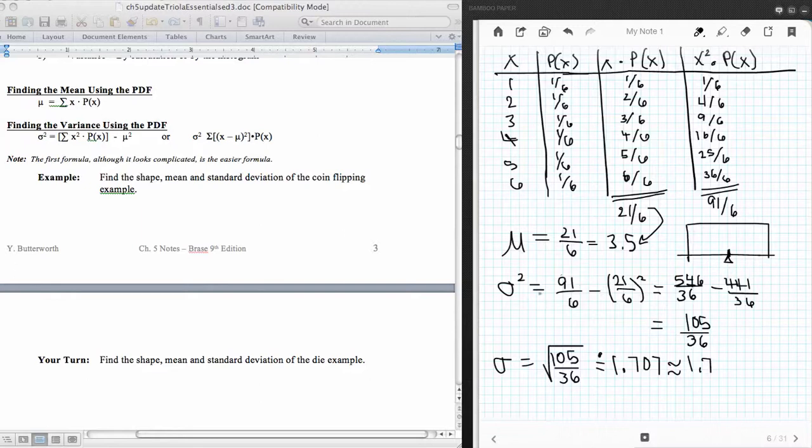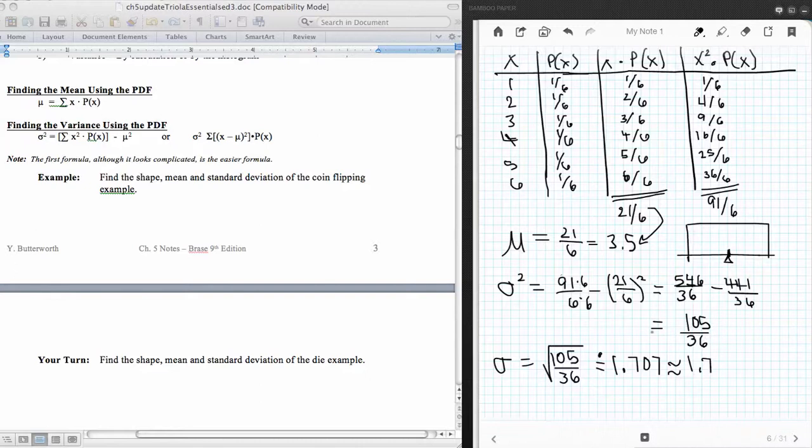Now the variance is the sum of the x squared times p of x's minus the mean squared. So 91/6 minus 21/6 squared. So I need to build the higher term here. Multiplying by 6 here and by 6 here is going to give me 546/36, and squaring 21 and squaring 6, we get 441/36. Subtracting the numerators, because we have a common denominator, I get 105/36.